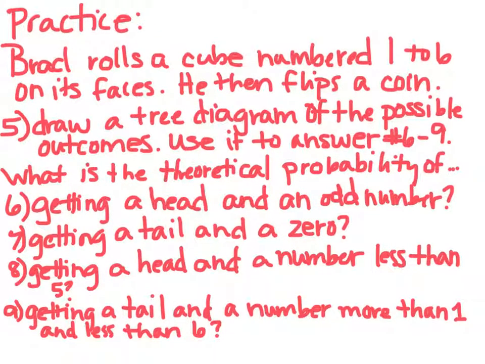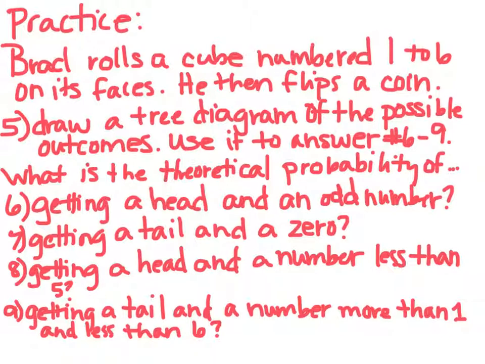Now try this practice. Brad rolls a cube numbered 1 to 6 on its faces. He then flips a coin. First, draw a tree diagram of the possible outcomes. You're going to use this diagram to answer questions 6 through 9.